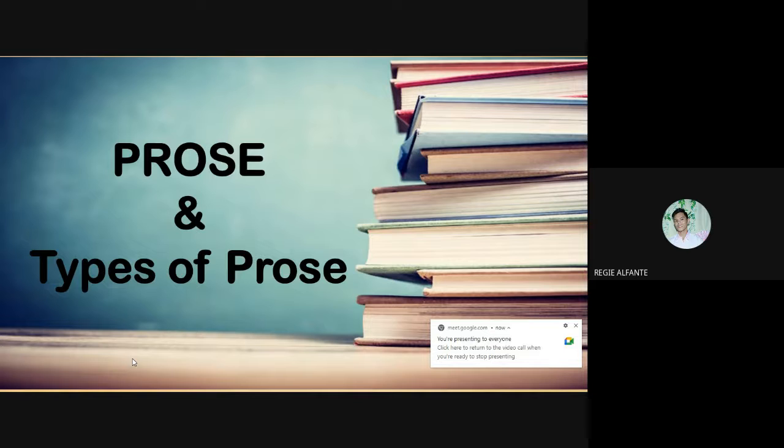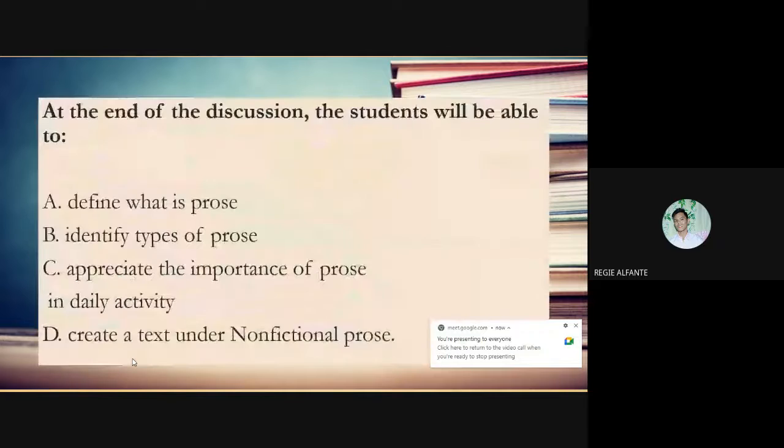Today, we're going to discuss prose and types of prose. But before we proceed, we have first our objectives. At the end of the discussion, the students will be able to define what is prose, identify types of prose, appreciate the importance of prose and directivity, and create a text under non-fictional prose.